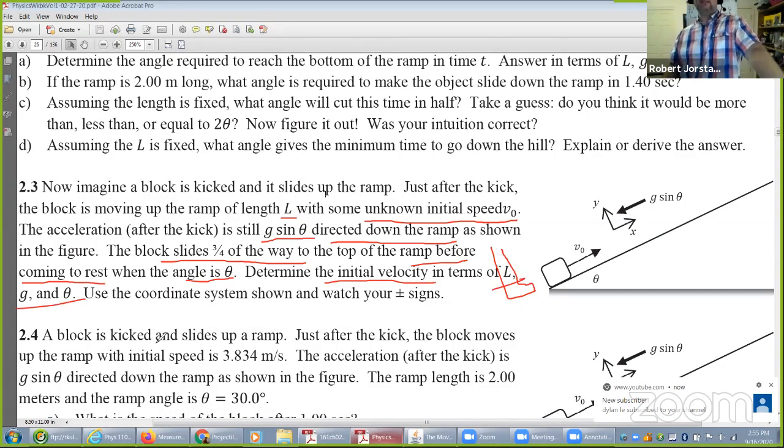Whoa, that seems different. Notice there are no numbers. Keep your eye on the prize. What are we supposed to get? V initial. Now notice in this particular problem, I'm going to highlight something here.